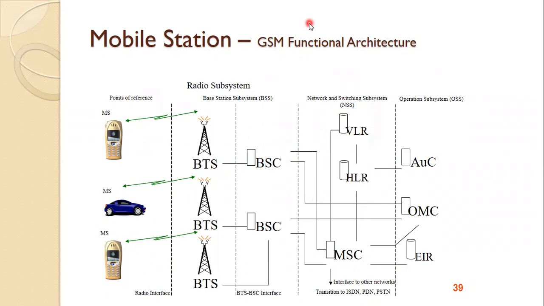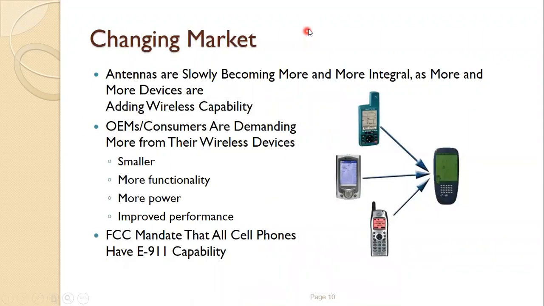Next one is, what we are observing here is that the market is changing. Slowly, the market is being changed. The requirements of the consumer are more. He wants a small antenna, a small mobile in which he can do multiple functions at the same time. At the same time, it should consume less power and performance should be very good, and he should get it at low cost.